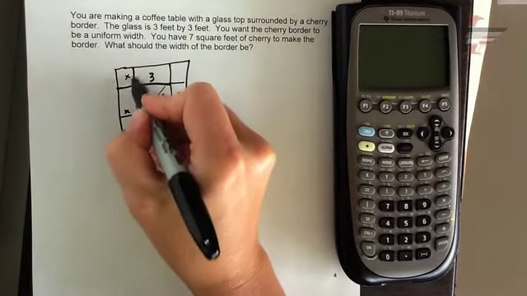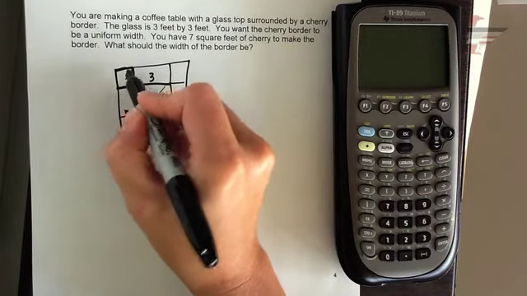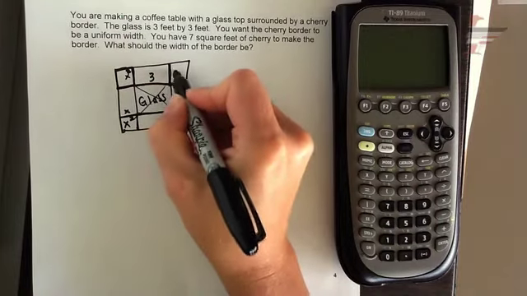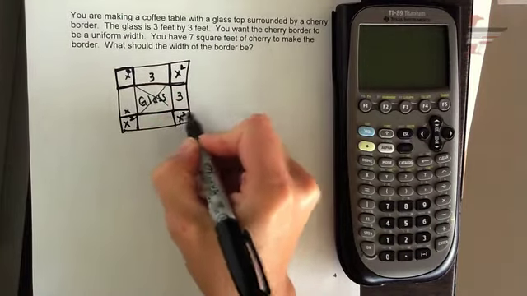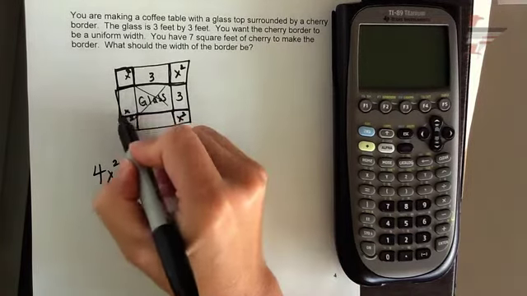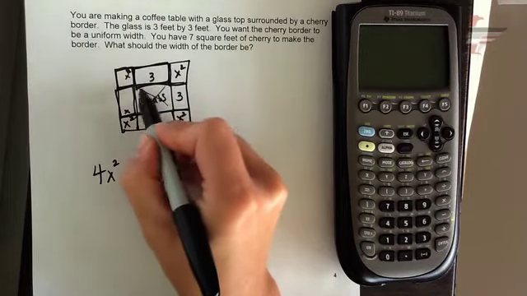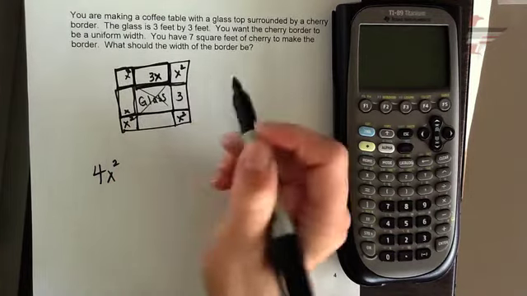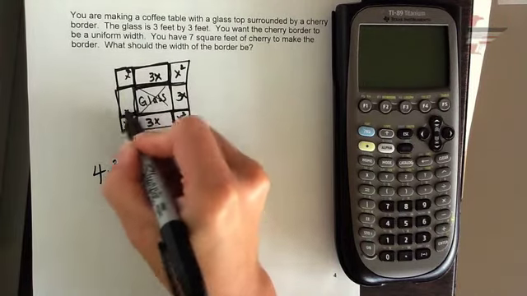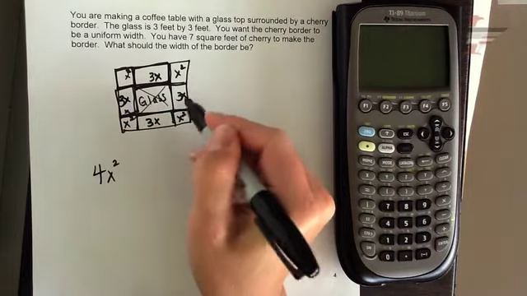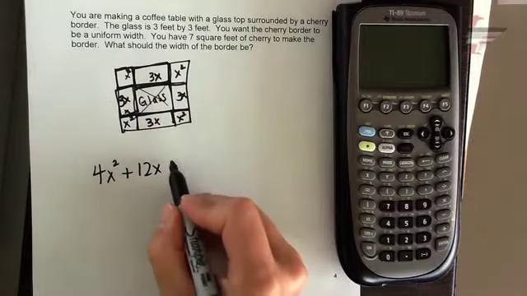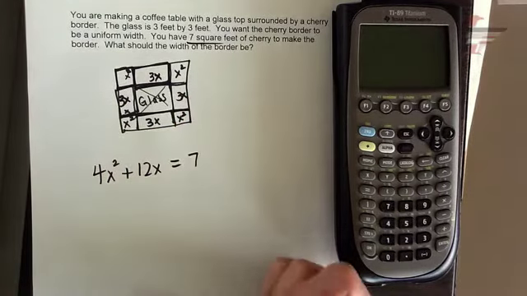So each square, since this is x and this is x, the area of this square is going to be x squared. X times x, that's going to be x squared. So the 4 corners are x squared. So I have 4 x squared, and then each of these rectangular pieces are going to be a 3 times an x, so 3x. So 1, 2, 3, 4 times 3x is 12 x's. And that all added together should have 7 square feet.